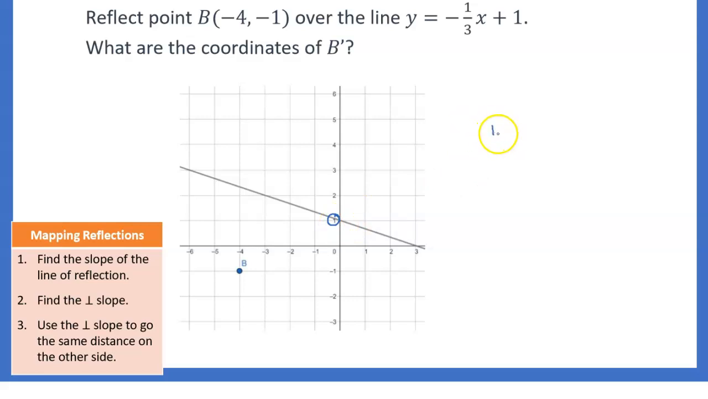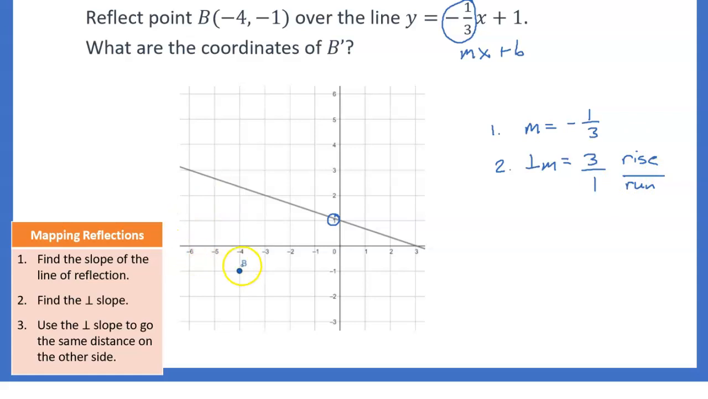So that answers our first step already. Our slope of our line of reflection is -1/3. You can also see that up here in the equation. That's the m in the mx plus b. So our slope is -1/3. Our second step is to find the perpendicular slope. A negative of a negative is a positive. And then flip this upside down, we get 3 over 1. That's going to be a rise of 3, a run of 1.